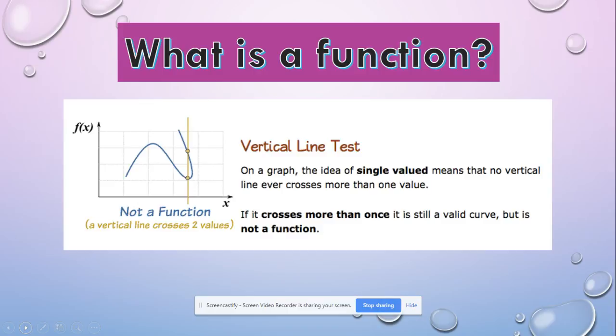When looking for a function on a graph, we need to see if it will pass the vertical line test. On a graph, the idea of single valued means that no vertical line ever crosses more than one value. If we look at this graph, we can see it does not pass the vertical line test because when the vertical line was drawn, it touches the graph in two different places. In order for it to be a function, it can only cross in one place.